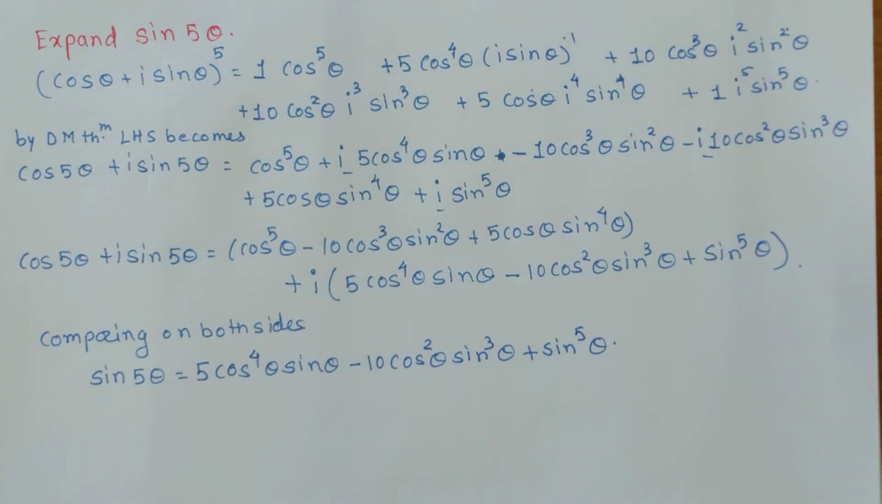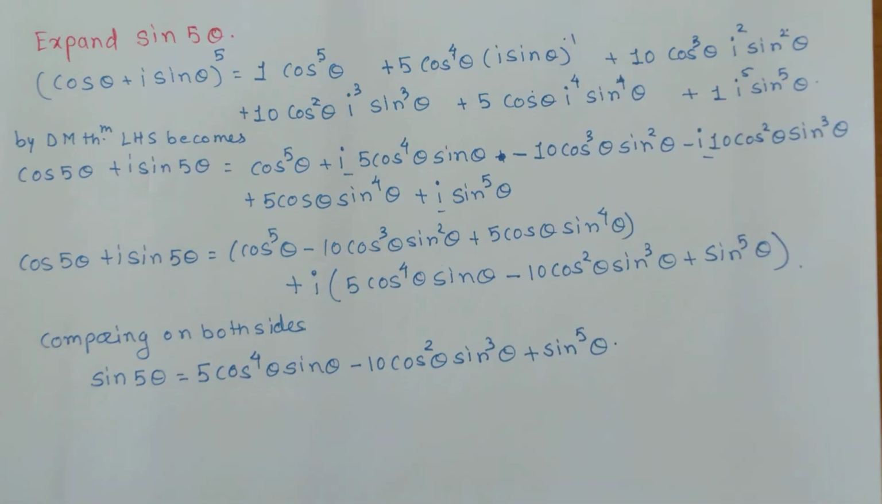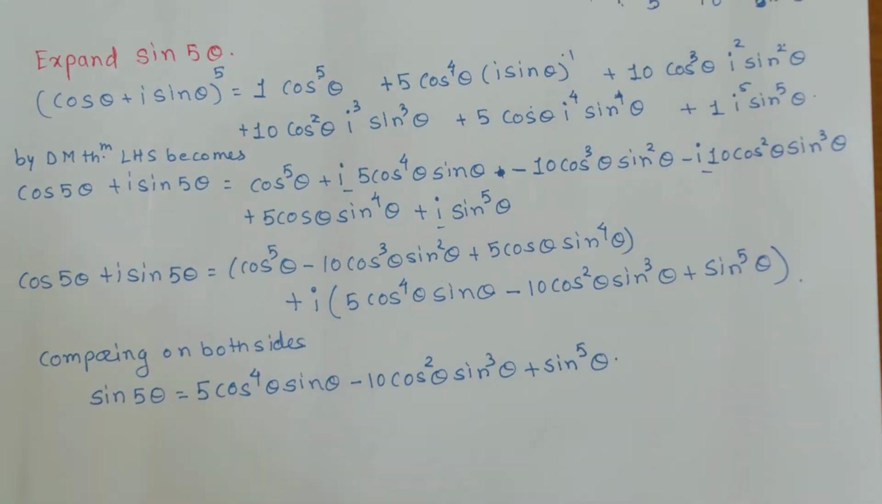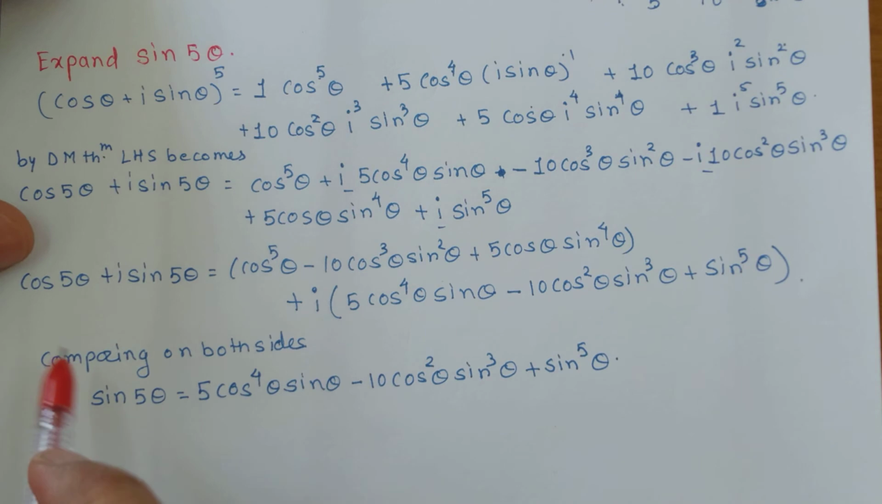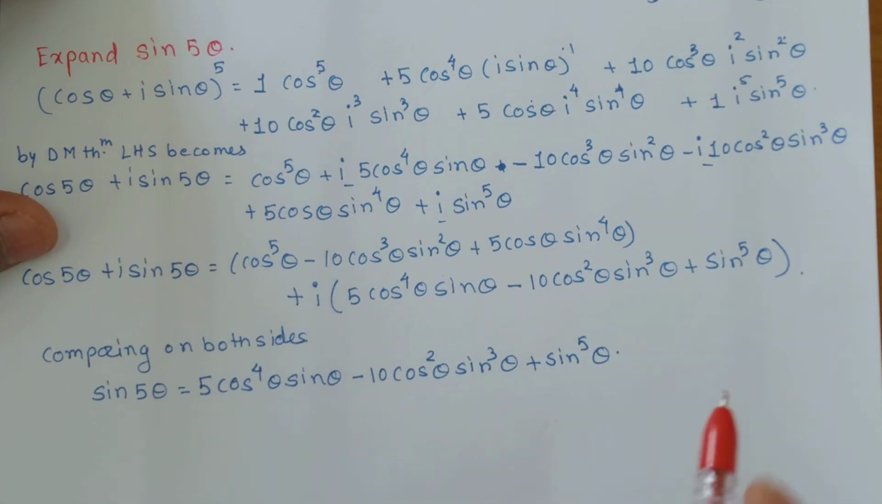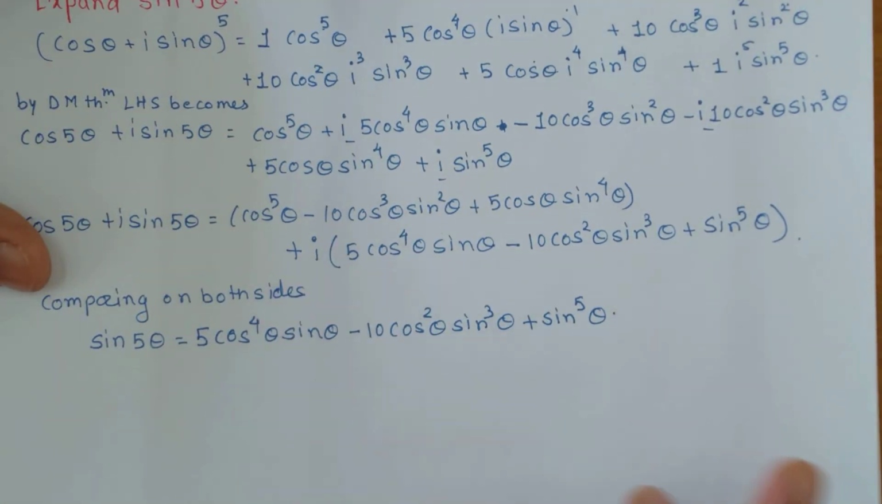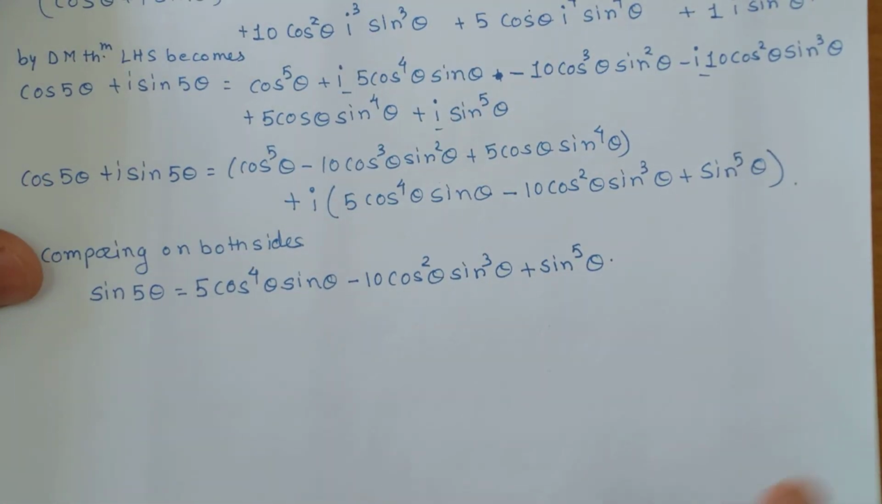Are you clear with this? So this is the expansion of sin 5 theta. Now I'll just add one small example over here where the sin 5 theta is used. See, this same question can be asked: expand cos 5 theta also. What will be the answer for cos 5 theta? Cos 5 theta is equal to the real part on the right hand side. Okay. Now I'll take advantage of this sin 5 theta and discuss one more problem.